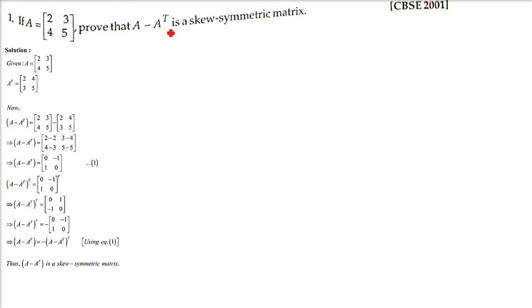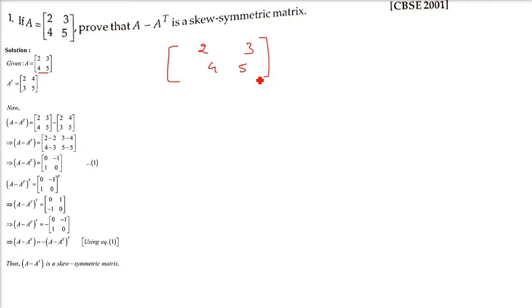So I'll just give you a hint, an idea with this question, what exactly we mean by symmetric matrix and skew symmetric matrix. In this question, if the matrix is given, we have to prove that A minus A to the power T is a skew symmetric matrix. What does it mean? Let me write this matrix 2, 3, 4, 5.